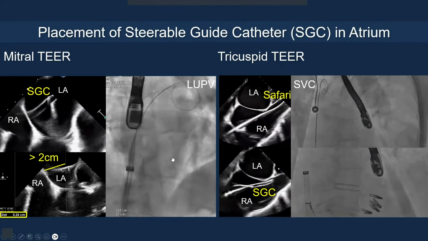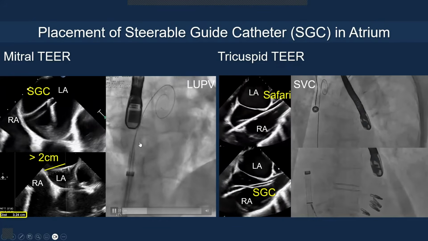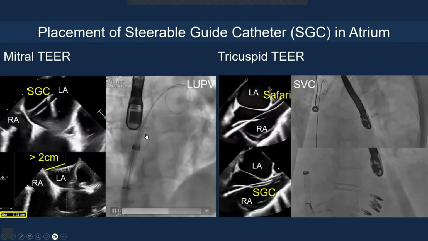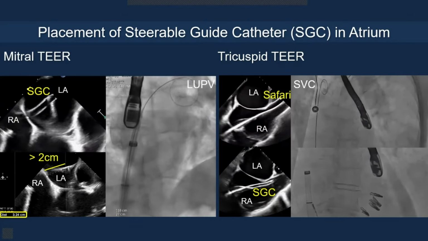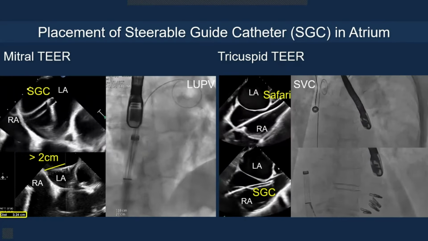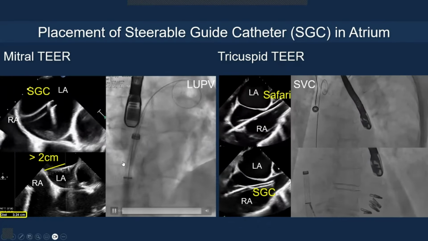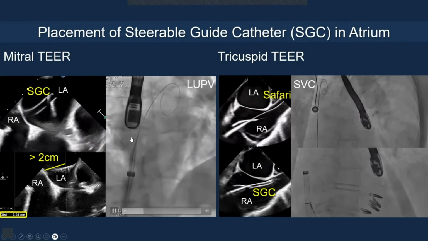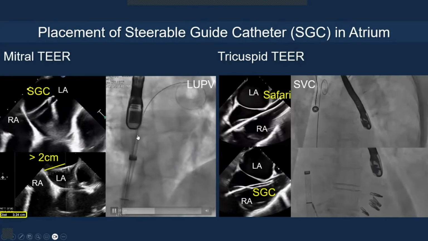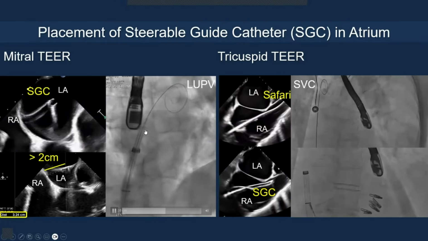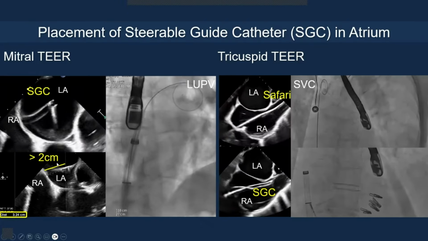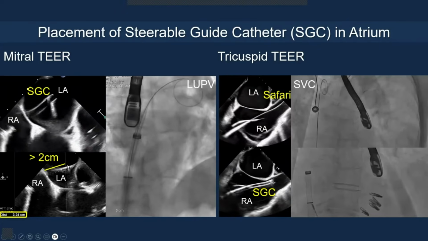In mitral TEER, a stiff guide wire, such as the Safari wire, is positioned into the left superior pulmonary vein. The SGC is initially inserted into the femoral vein with a negative deflection to keep it aligned with a straight configuration towards advancement into the right atrium. And then the negative deflection is neutralized, allowing the SGC to enter the left atrium with a gentle corkscrew rotation.